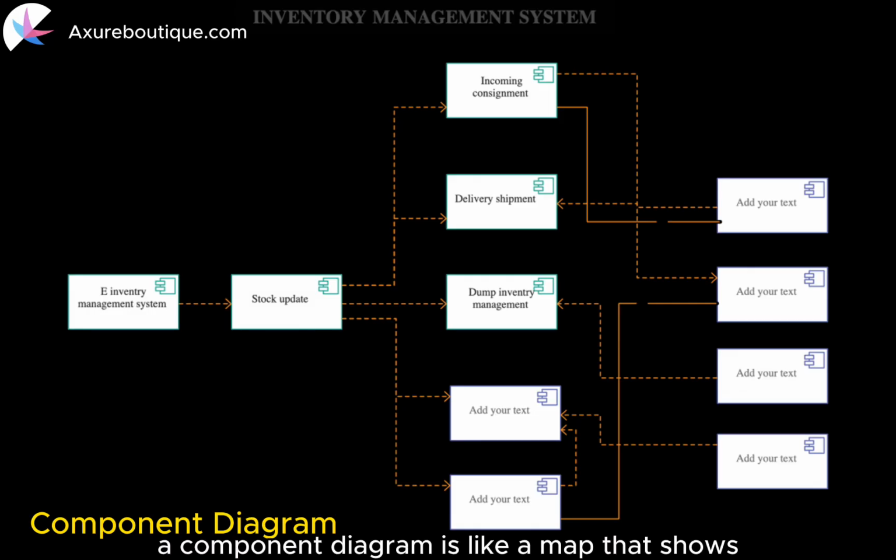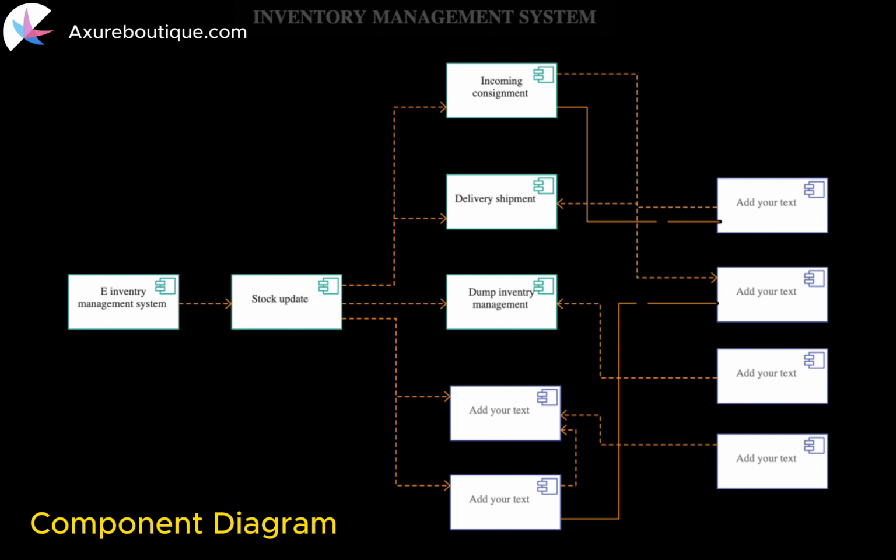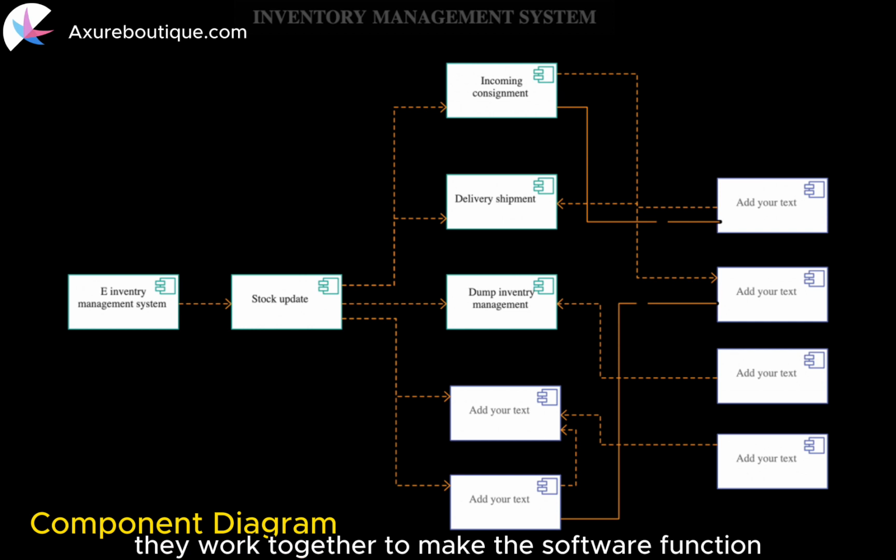A component diagram is like a map that shows how different parts of a software system fit together. It's especially useful when dealing with big and complicated systems that have many parts. In a component diagram, we use boxes to represent the different components of the system. These components can be things like modules, libraries, or even individual pieces of code. They work together to make the software function.